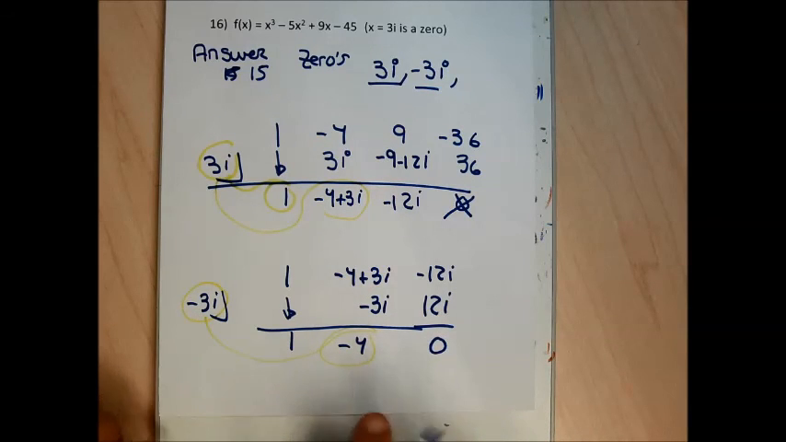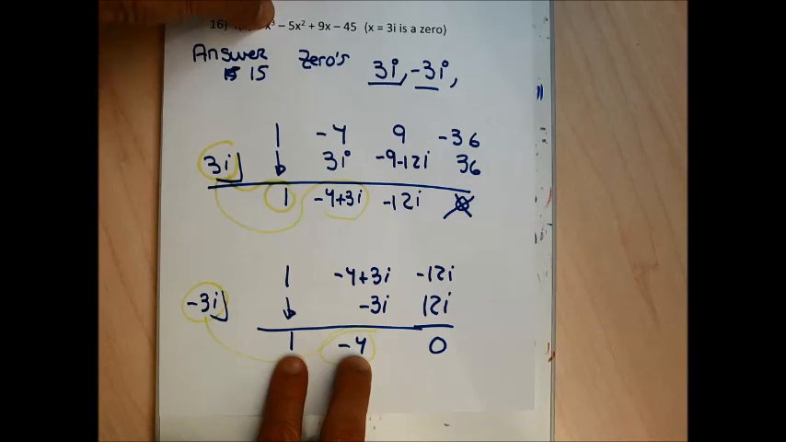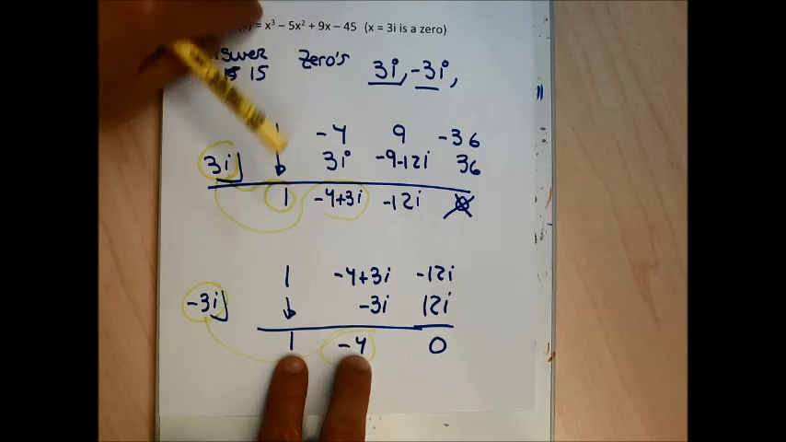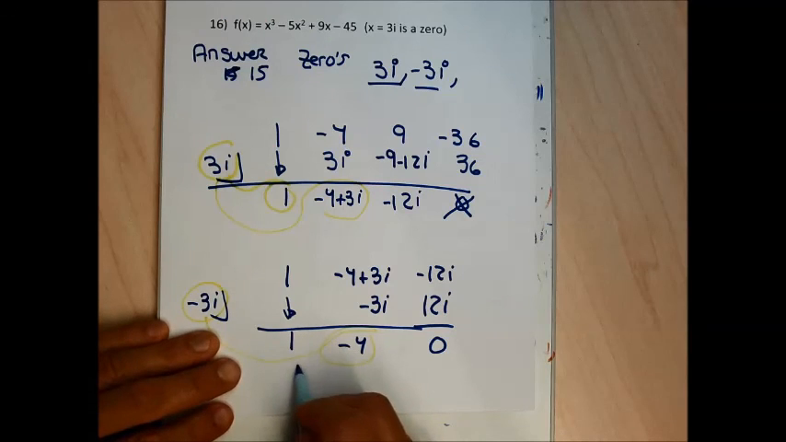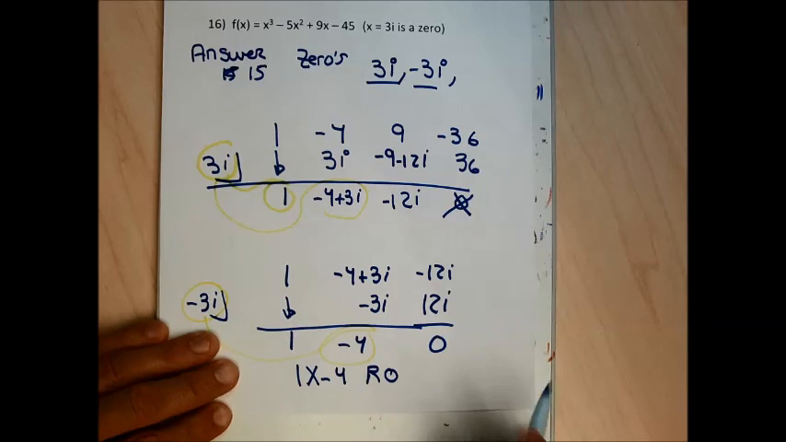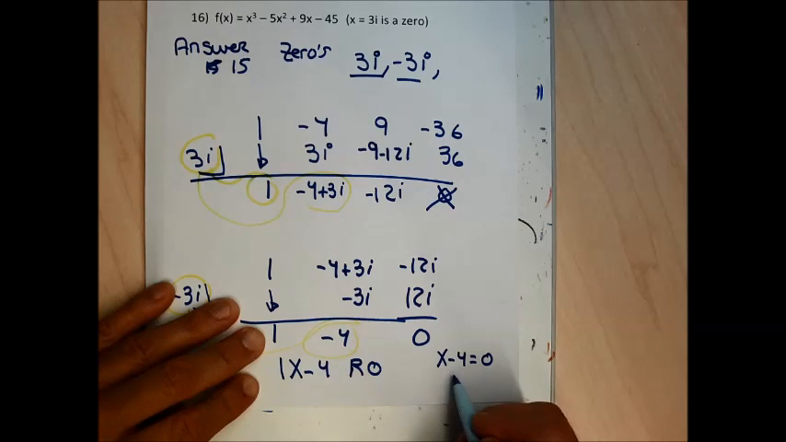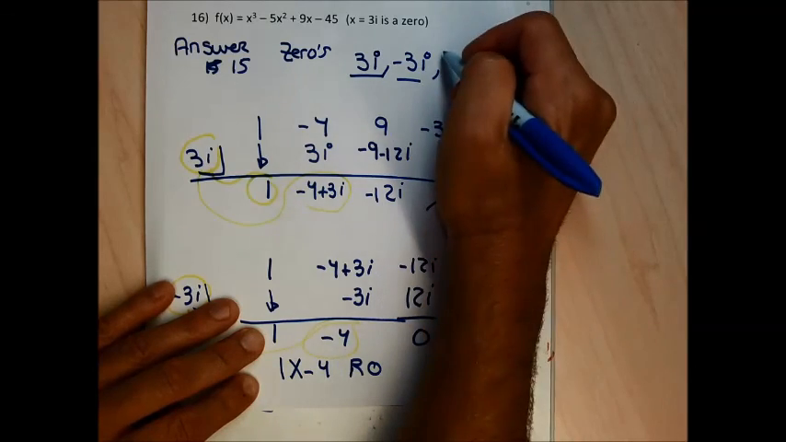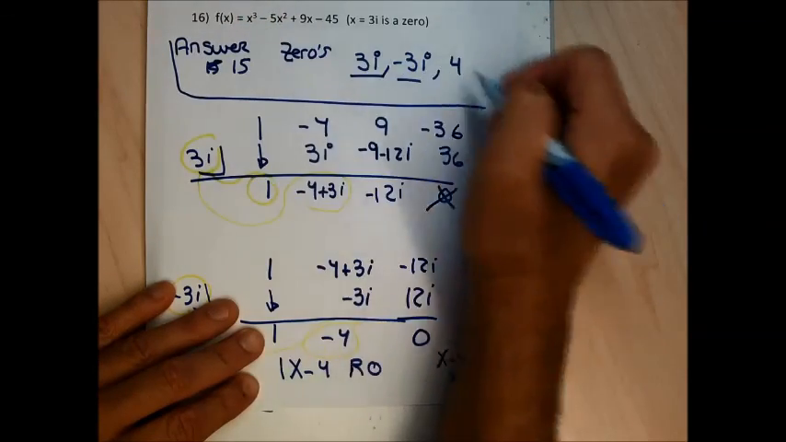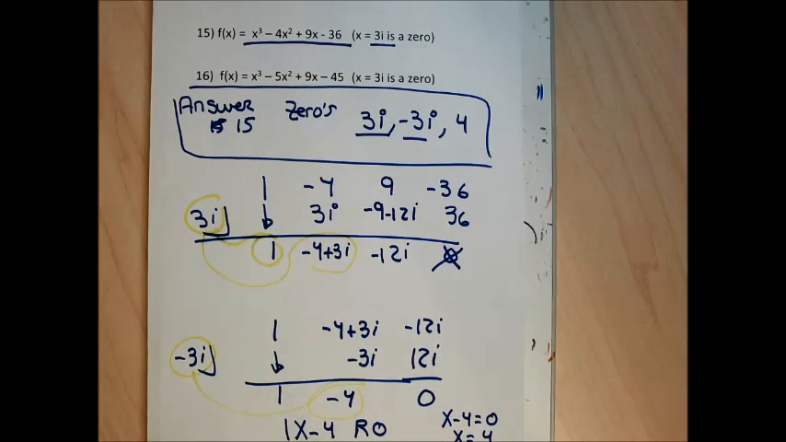Done with my double synthetic division, I'm going to create a polynomial from this. And because the initial exponent was 3, and I've done double synthetic division, I need to lower the exponent by 2 from 3 to 1. So this is going to be 1x minus 4 with remainder of 0. I'm going to set this x minus 4, the result of the double synthetic division, equal to 0 and solve for x. And I'll get x equal to 4 for my third 0. So in my answer to problem 15, the zeros are going to be x equal to 3i, negative 3i, and x equal to 4.